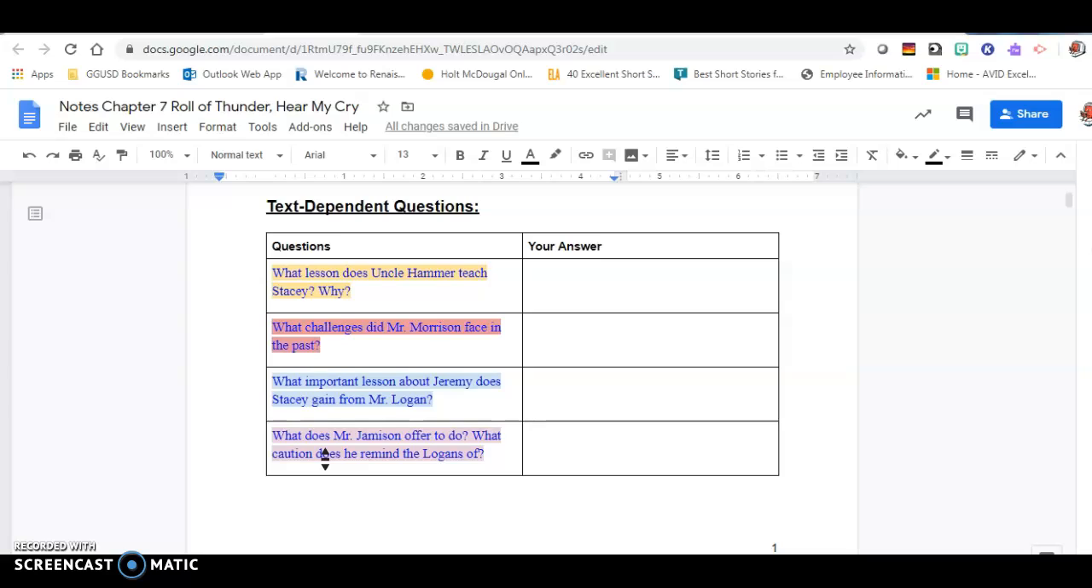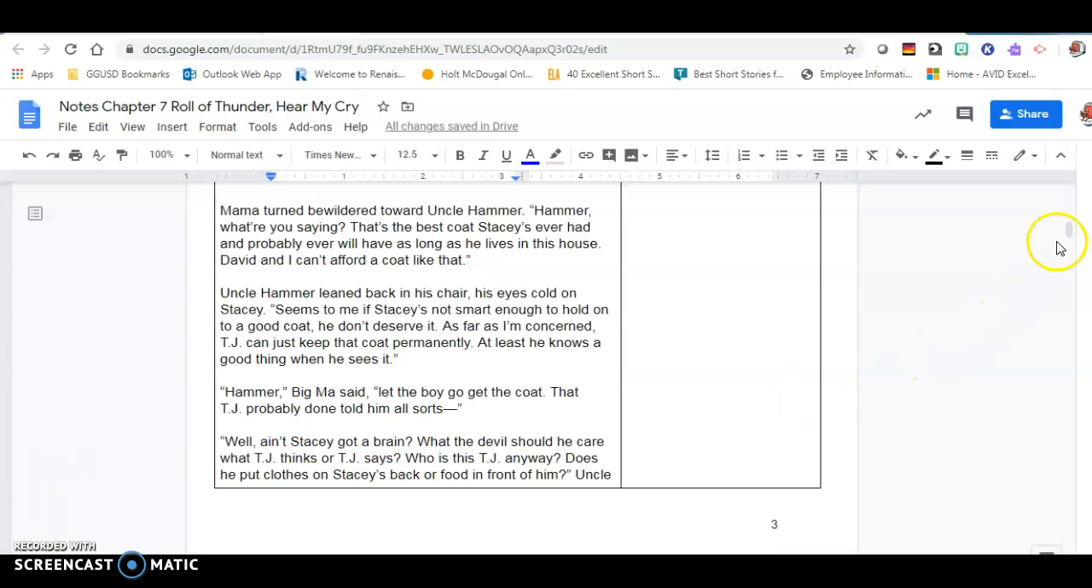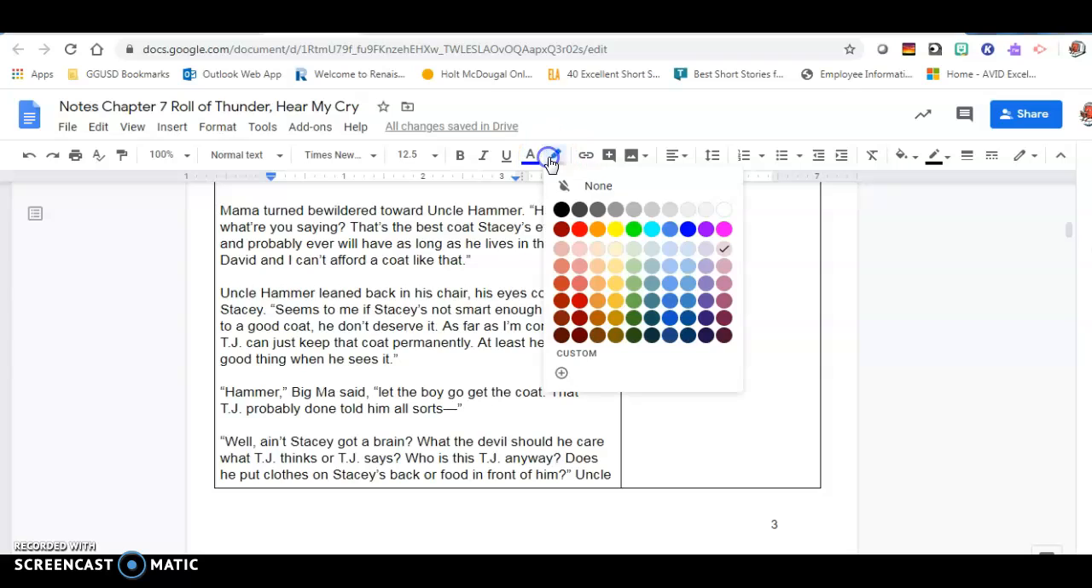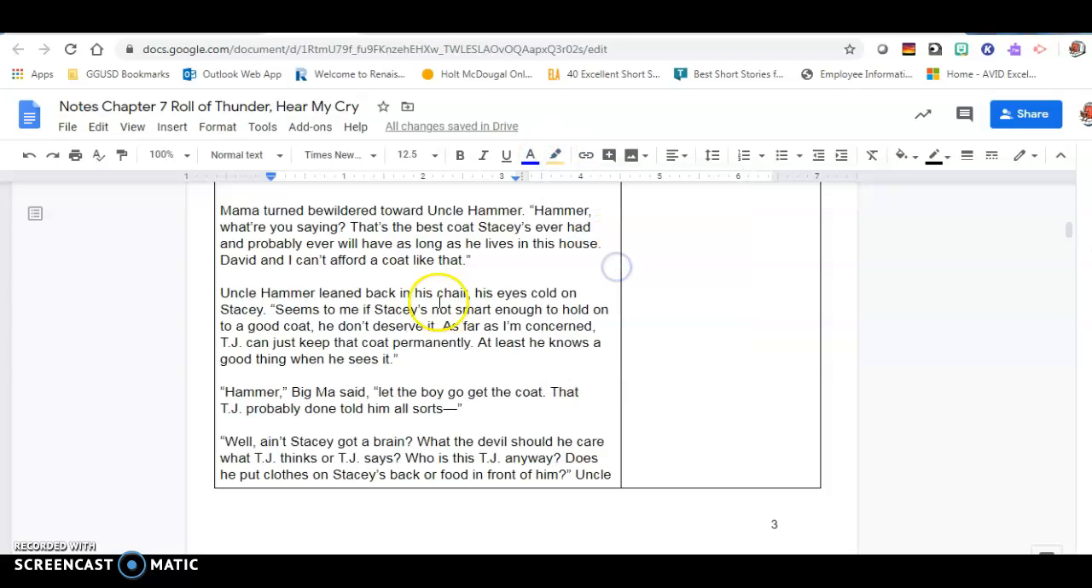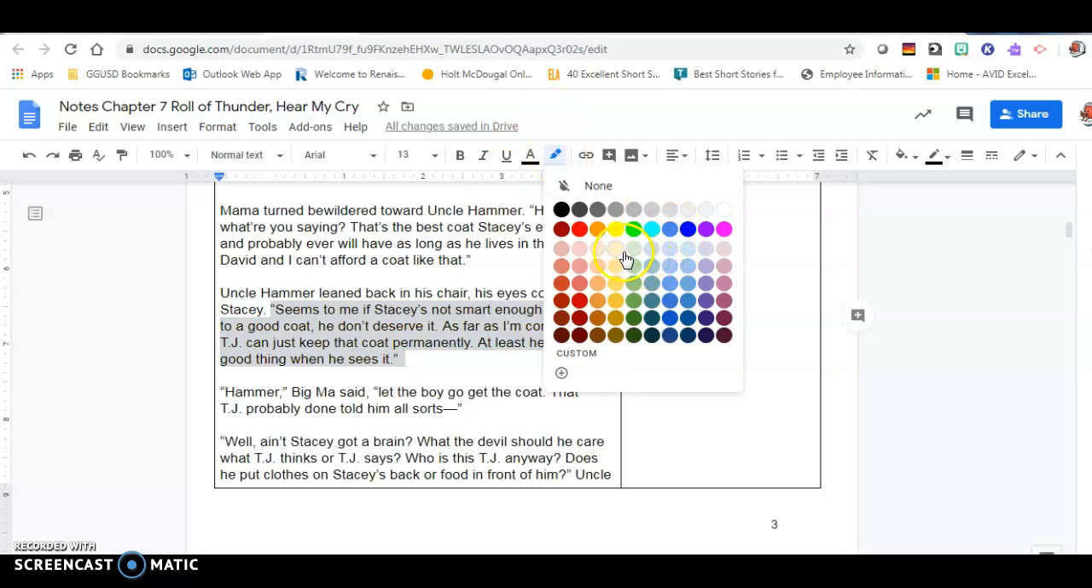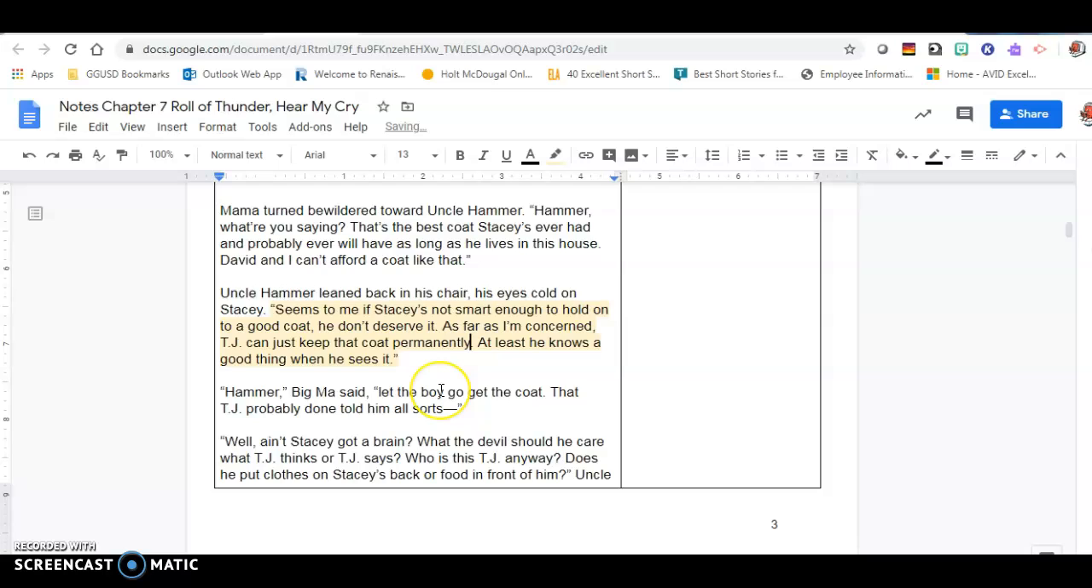So you should take a moment right now, pause, and see if you can highlight some evidence on your own, and then we'll check to see if we're highlighting the same thing. So my highlighting starts on page 3, when they're trying to tell Stacy to go back and get the coat back from TJ, and Uncle Hammer says, nope. If he's not smart enough to hang on to it, then he doesn't deserve it. At least TJ knows a good thing when he sees it. So I'm going to highlight that because that's definitely a big part of his lesson.